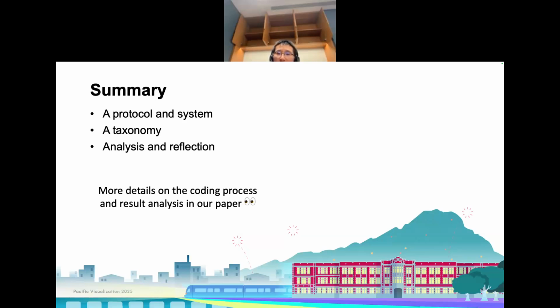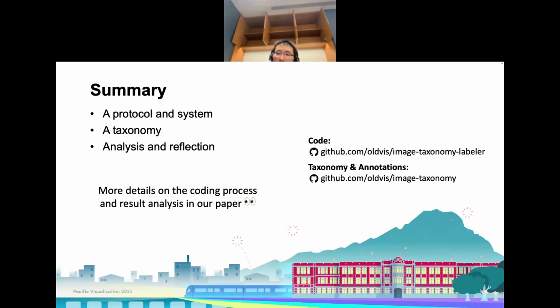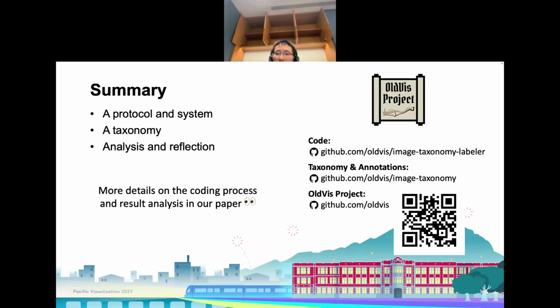And in this talk, I've skipped many details on the coding process and the result analysis, such as comparison with existing taxonomies and the debate on what is considered a visualization, which can be found in our writing. Our VisTaxa system and the related data, including the taxonomy and the taxonomic annotations, are available on GitHub. And this work is part of the OldVis project for studying historical visualizations, and the project's GitHub organization can be accessed by scanning this QR code. And thank you, that's all for my presentation.